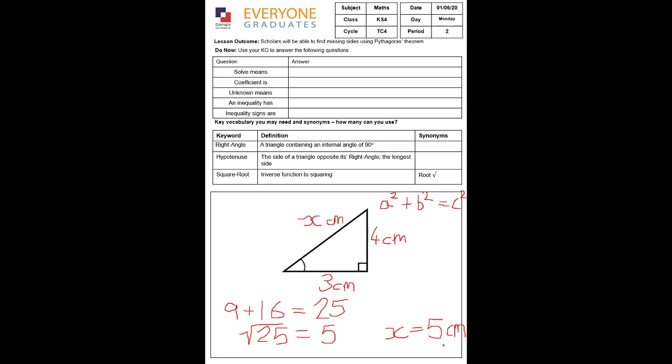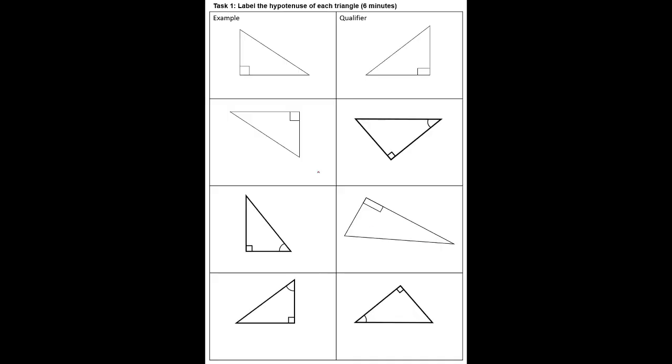Now, sometimes you would not get a nice integer answer, in which case, in this lesson, I want you to give the answer to 2 decimal places. So let's have a look. Label the hypotenuse of each triangle, task 1. So all I want you to do is, I've got 3 boxes in each of these. In each question, I want you to just put h in the correct box, and it should turn green if you've done it right.